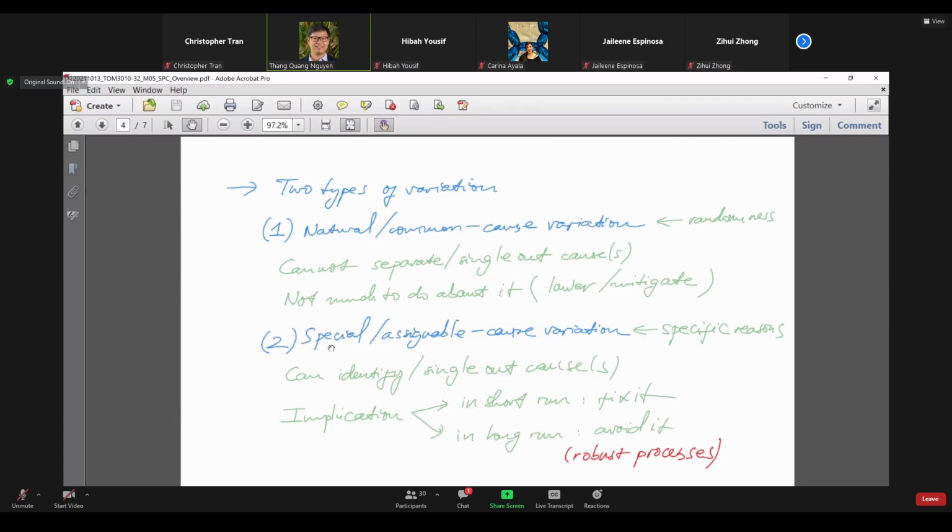But with the special or assignable cause variation, we can separate the causes, and then with that, right, we can do something about it. In the short run, we can just fix it. In the long run, we can avoid it altogether, right? So that's the reason why we have to separate 2 types of variation. One is we cannot do much. The other is we can do something good about it.